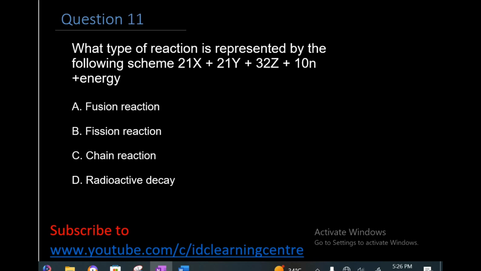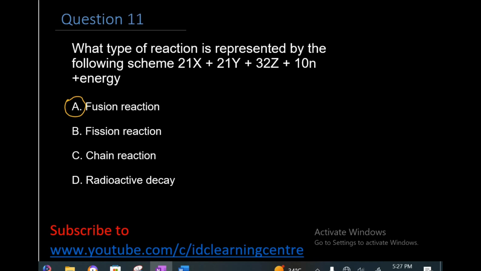When we talk about fusion reaction, it's simply the combination of light nuclei to form a large nucleus, and by that reaction there is a release of energy, while fission talks about the splitting of a large nucleus into light nuclei. Then chain reaction is the product of fission reaction. Then radioactive decay is talking about emission, right? So the correct answer for this question is option A, the fission is the correct answer here.